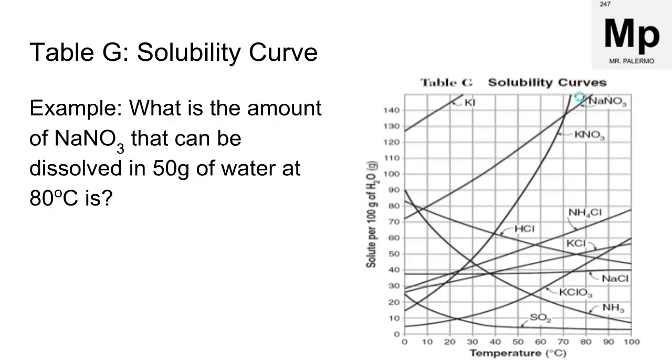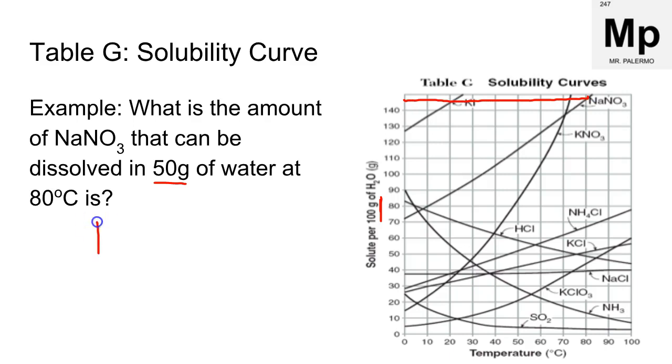All right, let's look at another example. What is the amount of sodium nitrate that can be dissolved in 50 grams of water at 80 Celsius? So we are changing the amount of water from 100 grams to 50 grams. But let's first just solve this for what the chart is intended for, 100 grams of water. So I take 80 Celsius, I'm going to go up to NaNO3, go across, and let's say it's 146 grams.